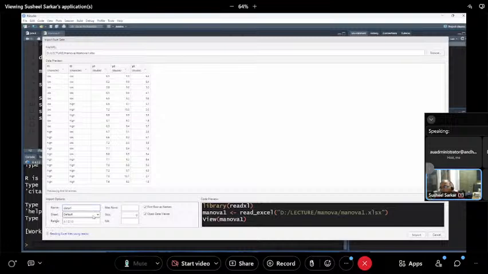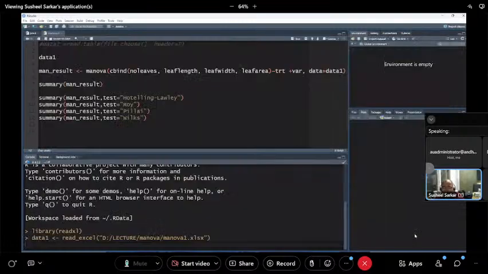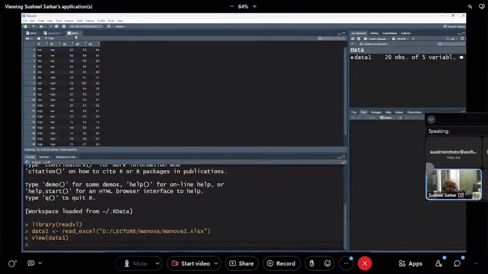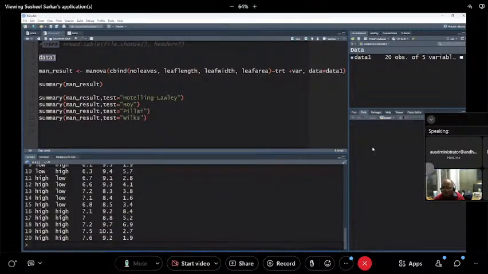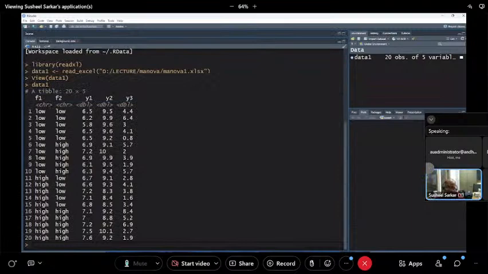Sheet: if you have 1, 2 or 3 sheets, you can change it from here. I have only one sheet. First row as names: I'm having the first row as names. So I'm importing it, and I can see this data 1 has been imported. If I run this line, it shows me my data.